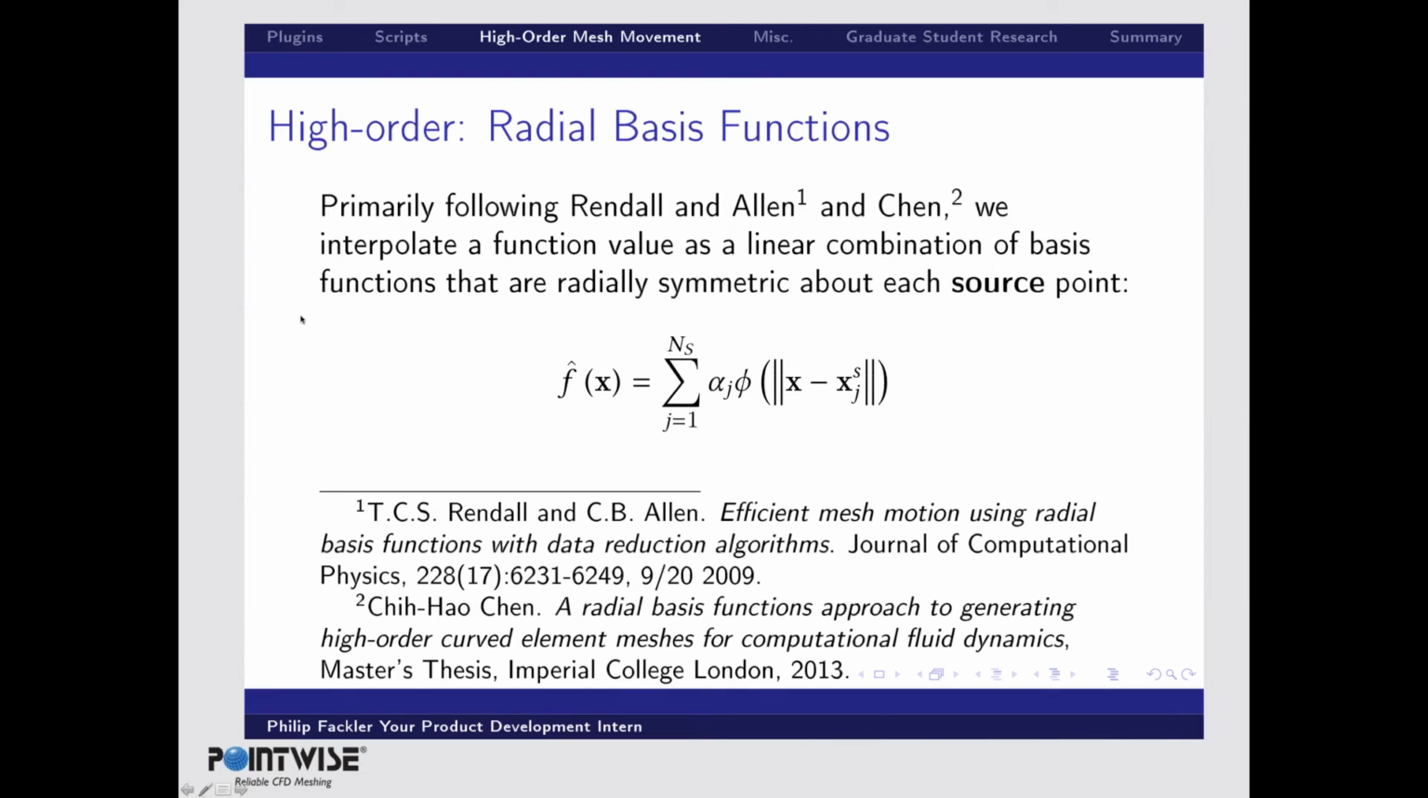The next two methods are going to be interpolation methods. The first one is radial basis function interpolation, and this follows some of the work by Rendall, Allen, and Chen. You basically define a function that's a linear combination of basis functions, phi, and source points, s. So you generate this equation set, you have unknowns, alpha.